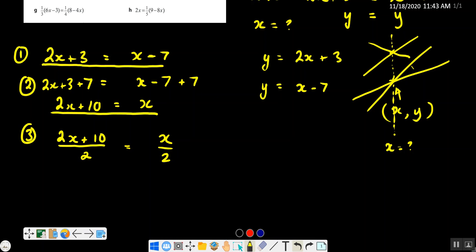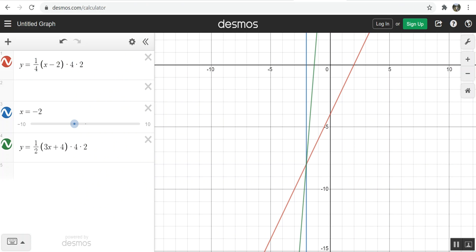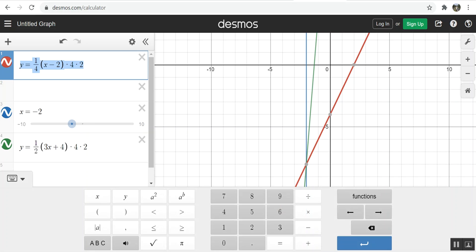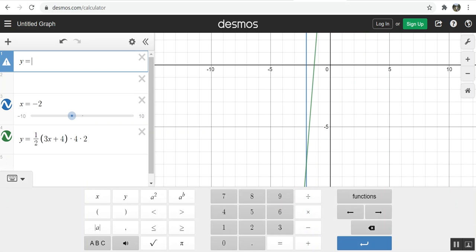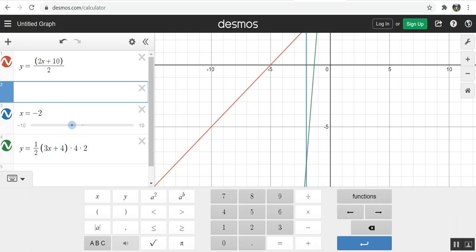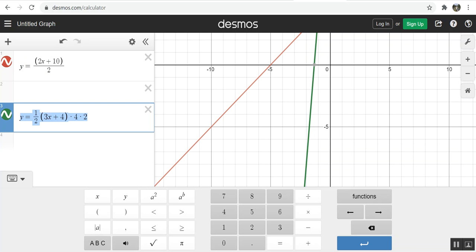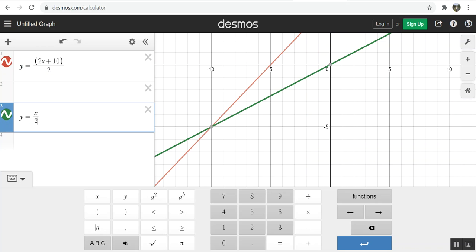Well, let's see whether it does what you think it's going to do. All right. So let me, I think I've still got Desmos. Yeah, got Desmos. So what did I have on one side, guys? Y equals 2x plus 10, all of that is divided by 2. And then I had, let's get rid of that one. What's the other side? Y equals x divided by 2.